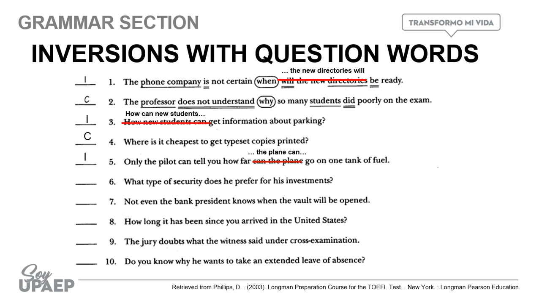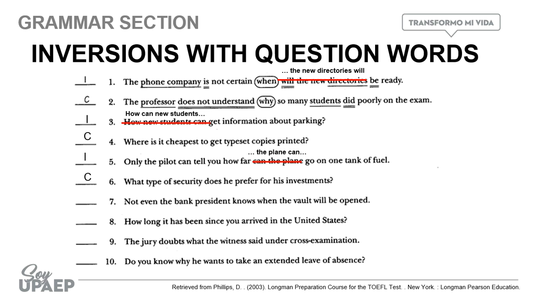Number 6, what type of security does he prefer for his investments? Is that correct or incorrect? That is correct. Why? Because it is a direct question. So you have an inversion. Auxiliary verb, does, subject, he, and verb, prefer.